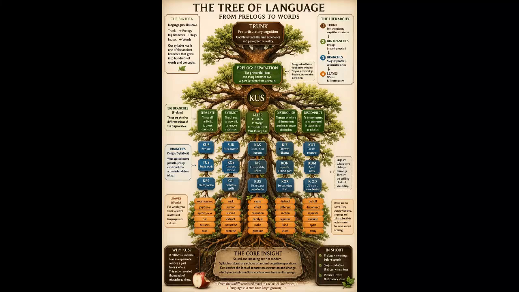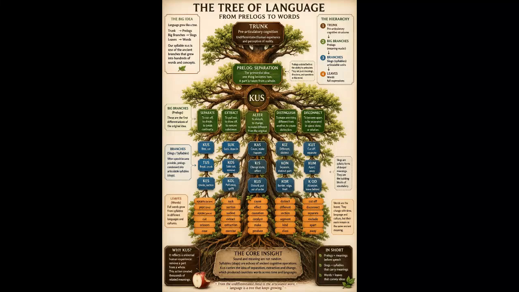A tree with a hidden trunk, massive structural branches, smaller branching syllables, and finally leaves, which are the words we speak every day. And at the center of today's discussion is one extraordinary syllable, kos. A tiny sound structure that appears connected to biting, cutting, separation, pieces, extraction, causation, and transformation itself. This lecture presents a conceptual framework, not mainstream historical linguistics.